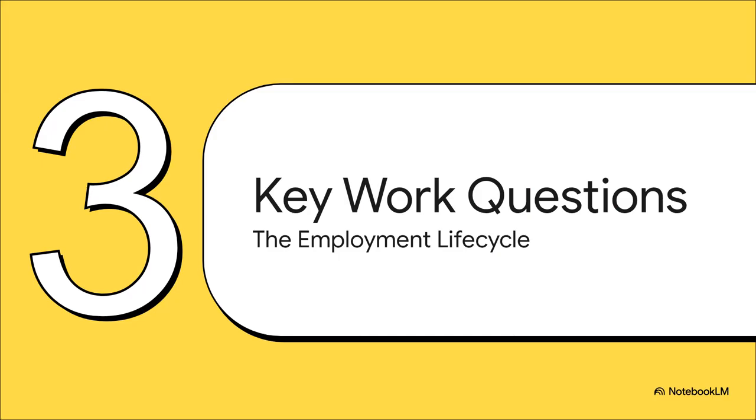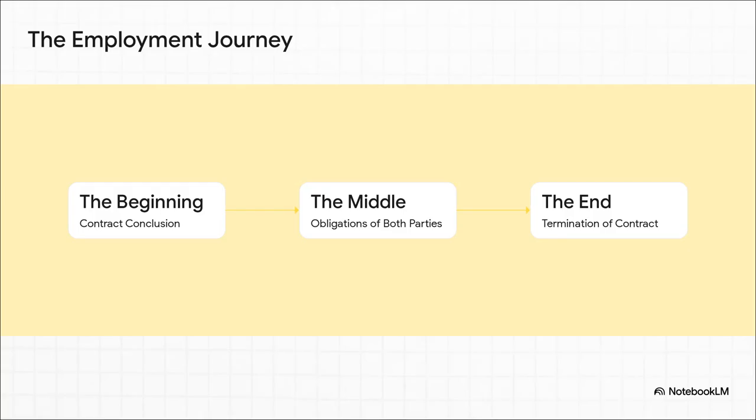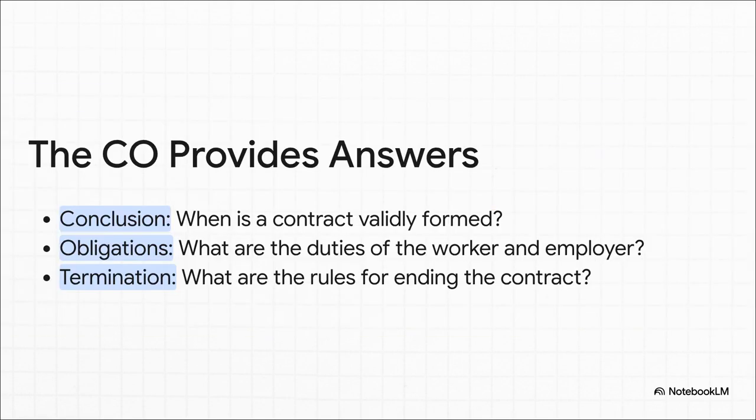Okay, so we've got these 3 kinds of rules. How does this all actually play out in real life? Well, the Code of Obligations uses this system to give you a clear roadmap for your entire time at a company, from your first day to your last. It breaks everything down into 3 logical phases: how your contract starts, what's expected from everyone during the job, and how it all comes to an end. And for each of these stages, the CO has answers to the big questions. At the start, it defines what makes a contract valid in the first place. In the middle, it lays out your duties, like loyalty, and your employer's duties, like paying you and giving you vacation. And at the end, it sets clear rules for things like notice periods.